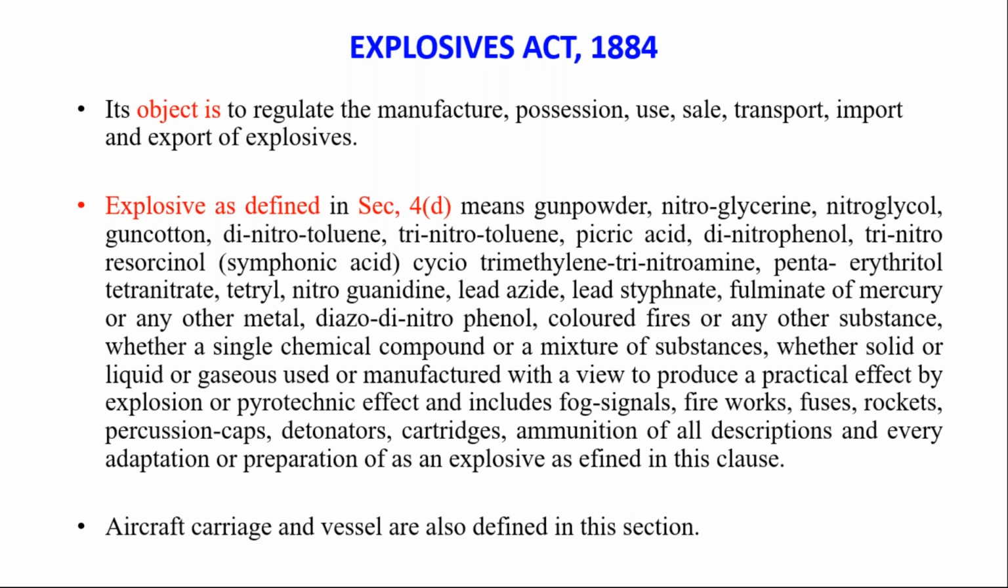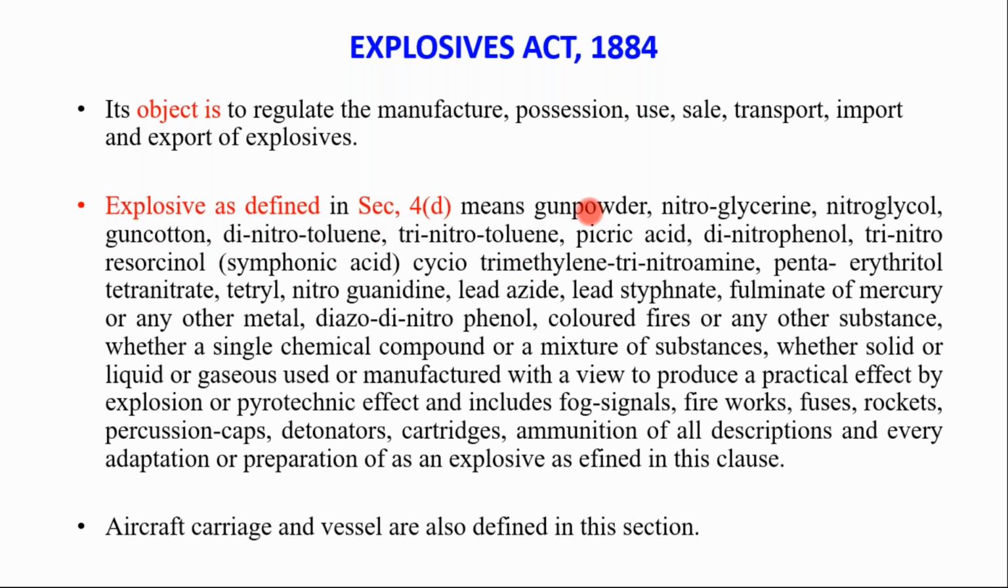So the salient features: what exactly is the objective of this Explosives Act? The objective is to regulate the manufacture, possession, use, sale, transport, import and export of explosives. So that is the main objective. We have to control, regulate and monitor the manufacturing, purchasing, using, transporting, storage, importing and exporting of these explosives. Then explosive is defined in Section 4D.